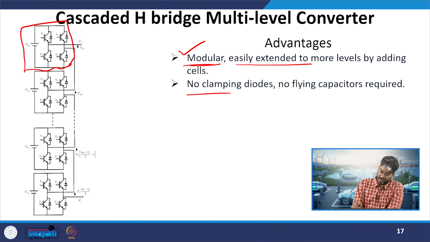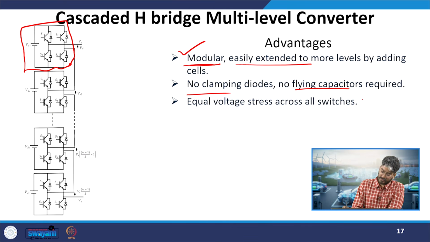Now, no clamping diodes or flying capacitors in this circuit. Equal voltage stress across all the switches. What will be the rating of the switch over here? They will be equal to this single cell voltage, that is in our case it will be equal to VDC. Switches 1 to 4 will be rated to VDC voltage.